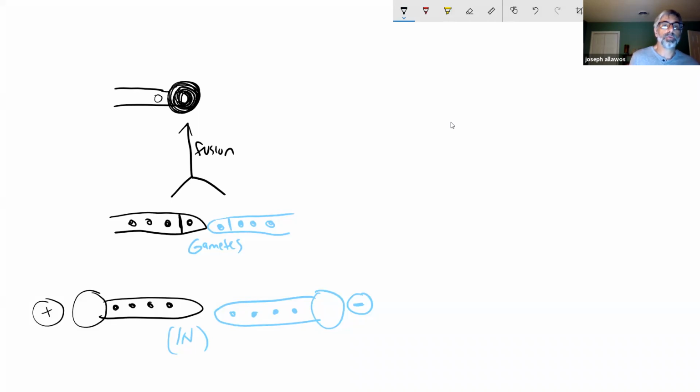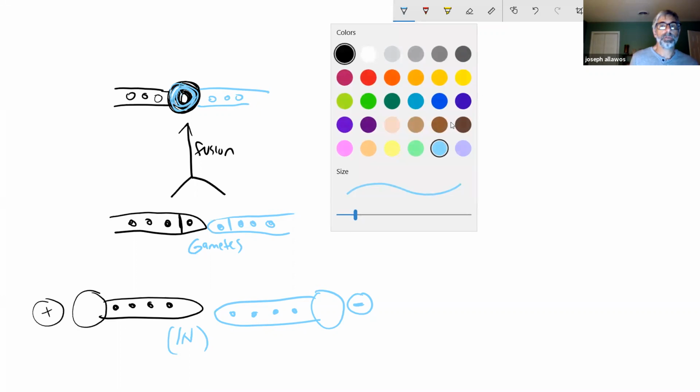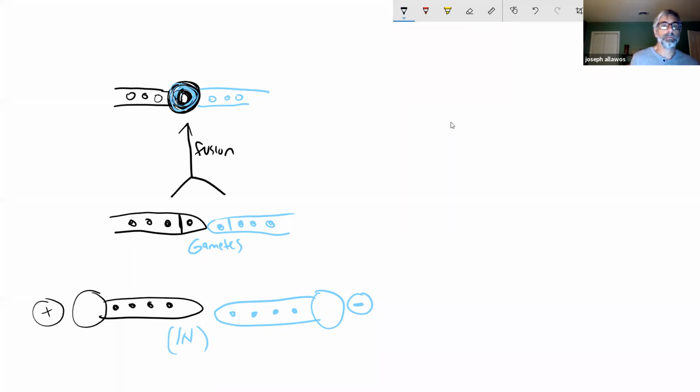So the zygospore is really just a zygote, and we just call it a zygospore. The spore part implies that it's resistant. I'm going to put some of this color in there too, because it's really a mixture of these two, right? The term zygospore implies a resistant stage.